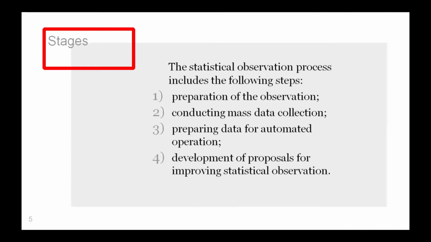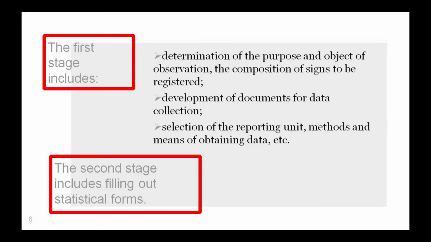The statistical observation process includes the following steps. First, preparation of the observation, conducting mass data collection, preparing data for automated operation, development of proposals for improving statistical observation. The first stage includes determination of the purpose and object of observation, the composition of signs to be registered, development of documents for data collection, selection of the reporting unit, methods and means of obtaining data.